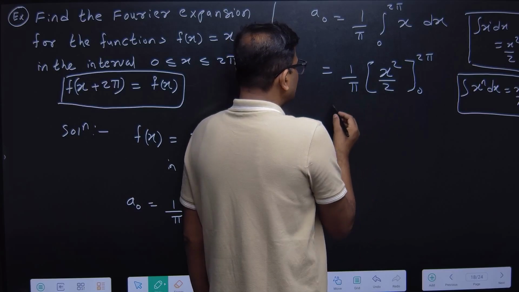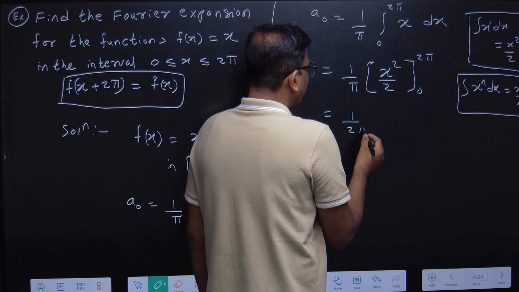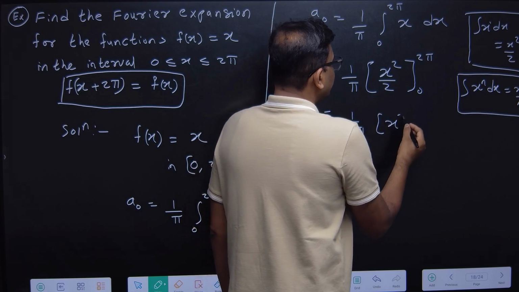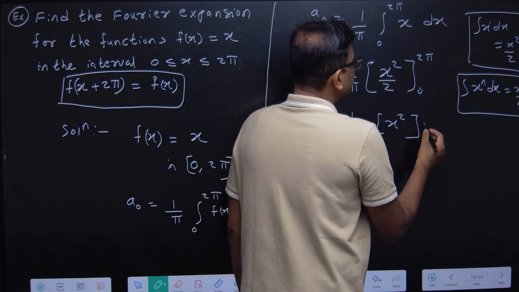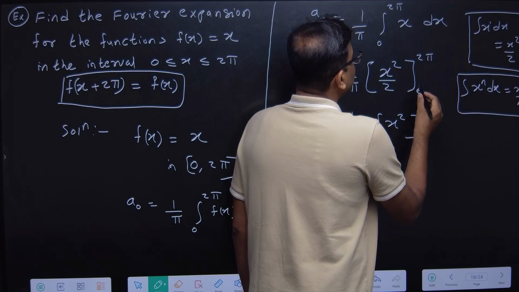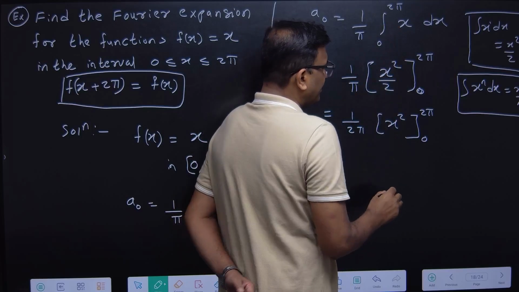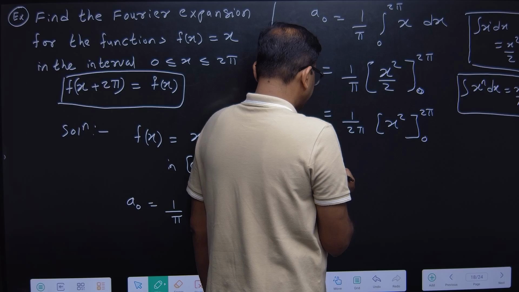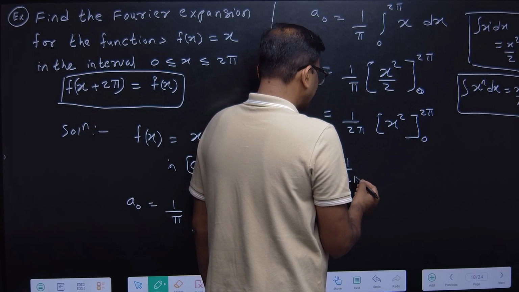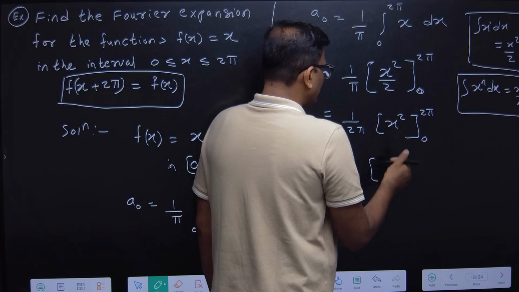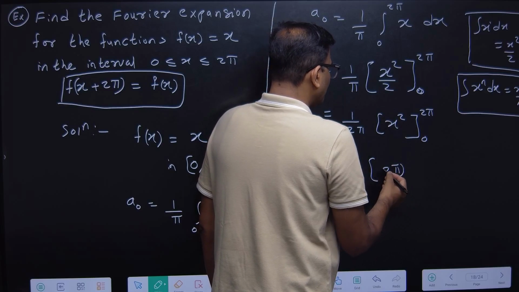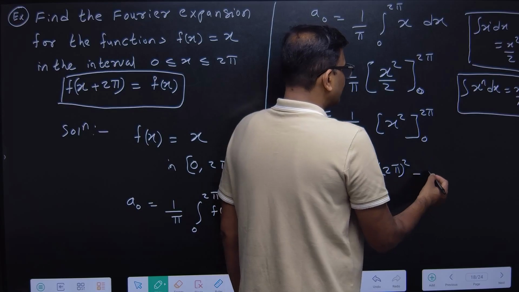Now we can take this outside, so it will be 1 upon 2 pi into integration of x square within the limit 0 to 2 pi. We know here the limits of the integration are 0 to 2 pi. 0 is the lower limit, 2 pi is the upper limit. We first put the upper limit. So in place of x, we'll put the upper limit 2 pi. So it will be square of 2 pi minus square of 0.